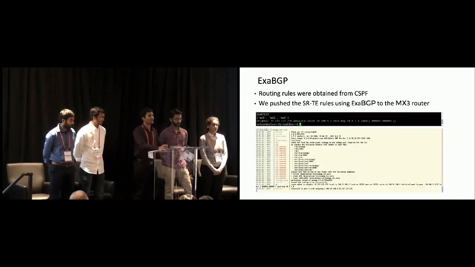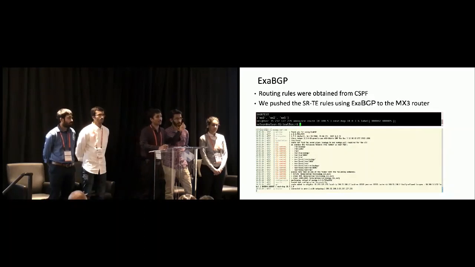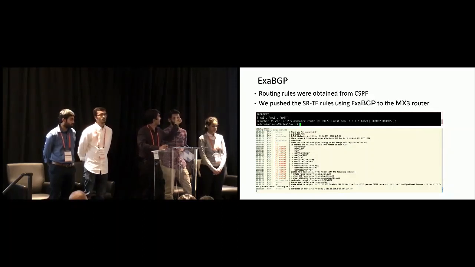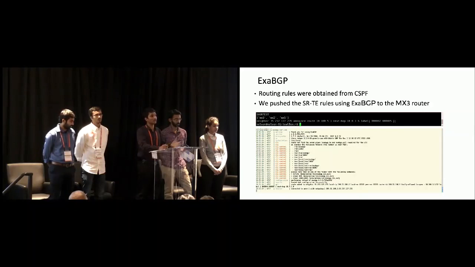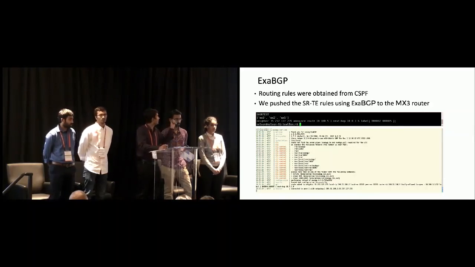And ExaBGP is an interface. So the output from the cSPF algorithm gives us the path. As you can see, it says MX3, MX2, MX5. That's still not the configuration. That's still not the route. We just have the path. So we have to use the code again to find the information.